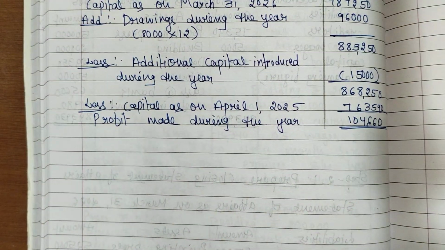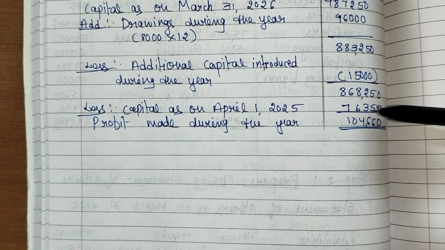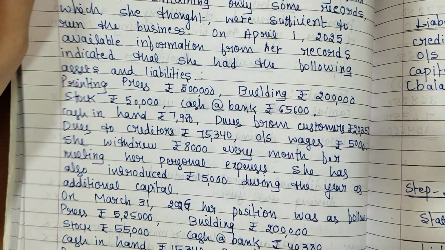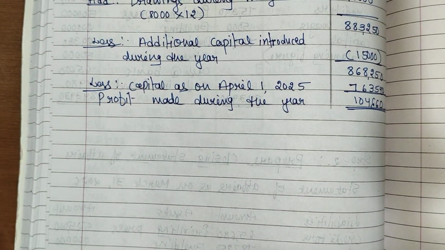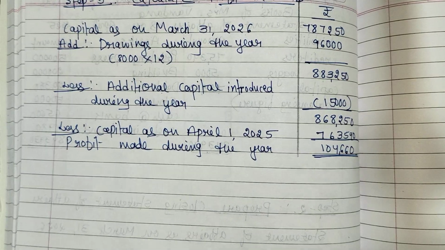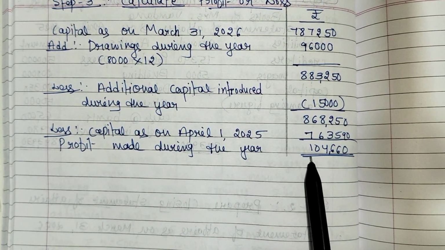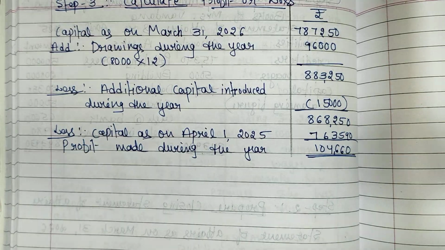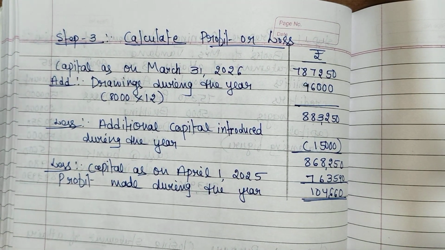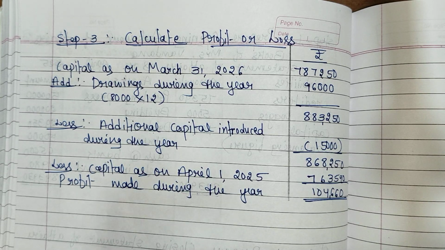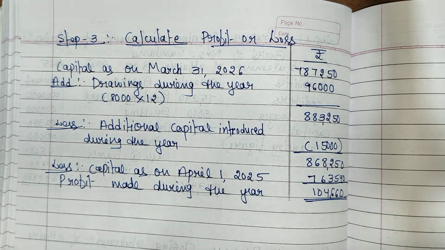See here, closing capital is more and opening capital is less. If closing capital is more, what? Profit. So in our problem also, closing capital is more and opening capital is less. So the profit made during the year, how much? 1,04,660. Easy, right? So in this way we need to calculate profit or loss under the statement of affairs method using incomplete information.